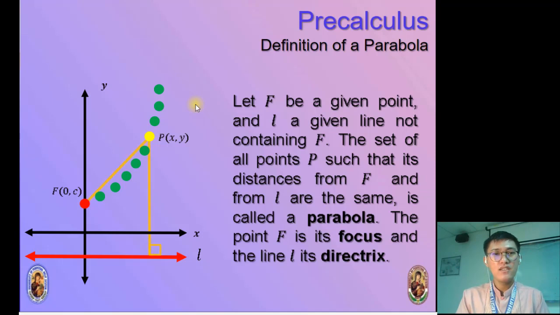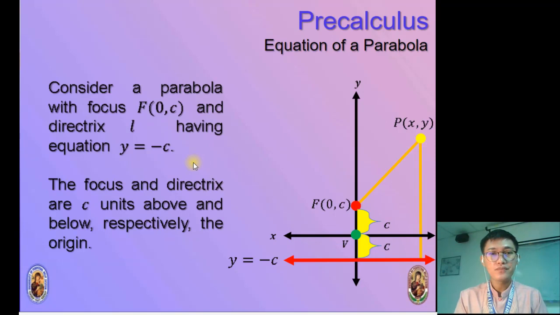So this is what we mean by connecting point P to point F and point P to line L, forming a 90-degree angle: their distances are equal. And this definition, we will be using to derive later the standard form of the equation of the parabola, just like what we did in the circle.